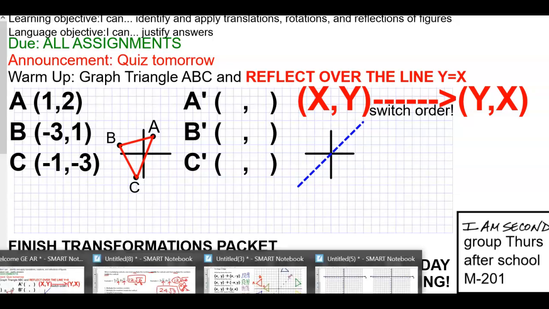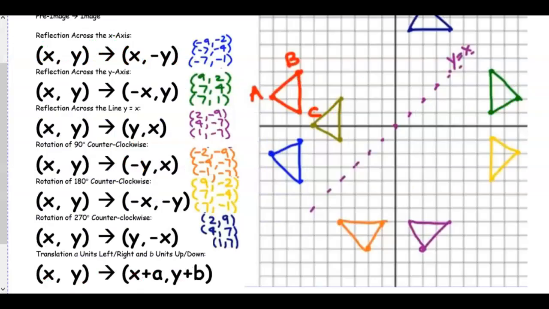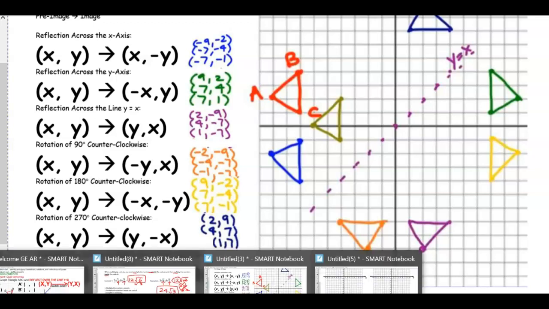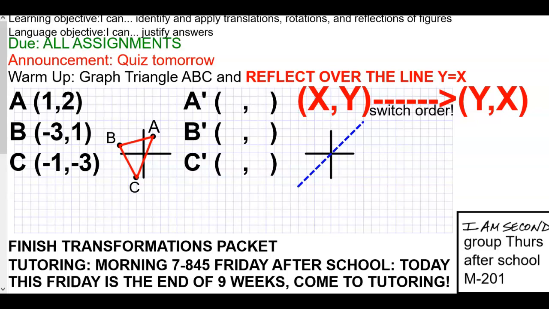So we took the rule for reflecting across y equals x. (x, y) becomes (y, x). So we wrote that on here, and we switched all of our points. So (1, 2) became (2, 1). (-3, 1) became (1, -3). Then (-1, -3) became (-3, -1). Plot those points. Get a triangle that is reflecting across the diagonal line y equals x on the warm-up.